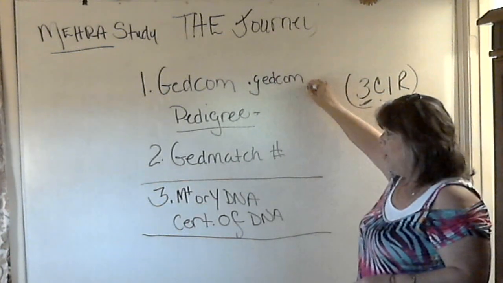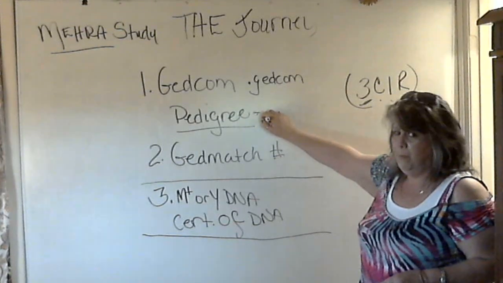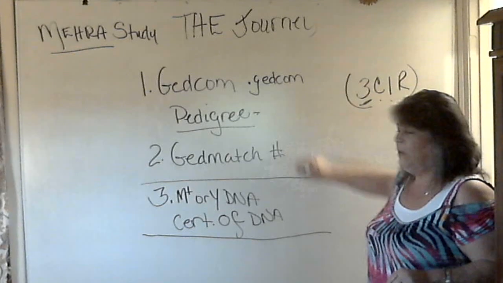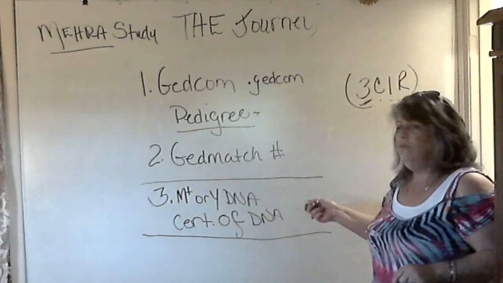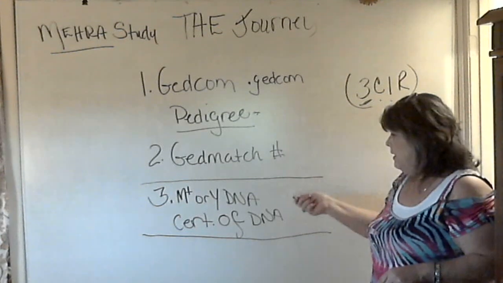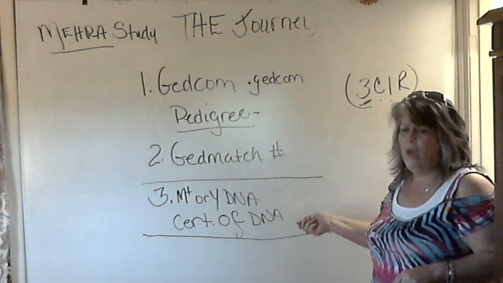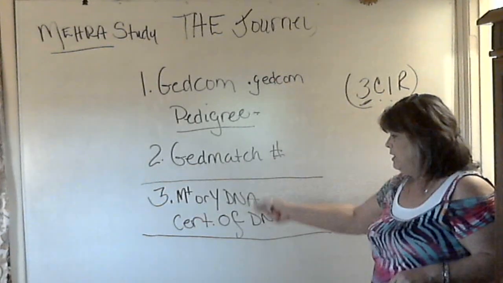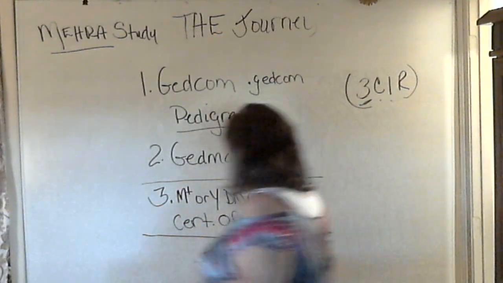I need a GEDCOM and or a very complete pedigree that starts with you. I need your Gedmatch number. If you've done MT or YDNA on yourself or your family, these will need to be presented to me as well with a pedigree or a GEDCOM. This certificate will include your haplo assignment.